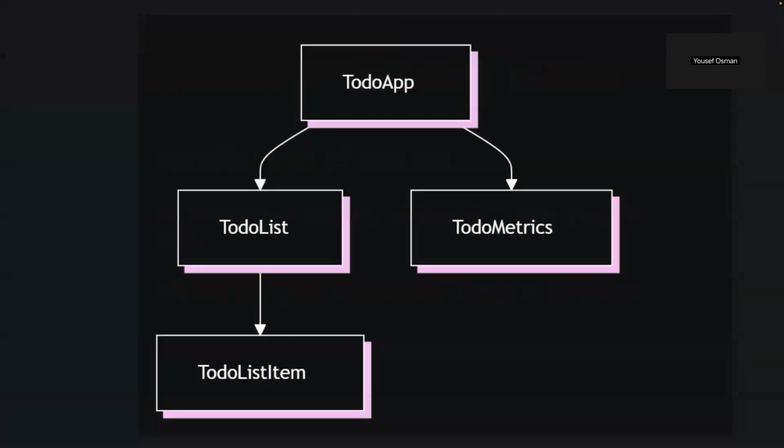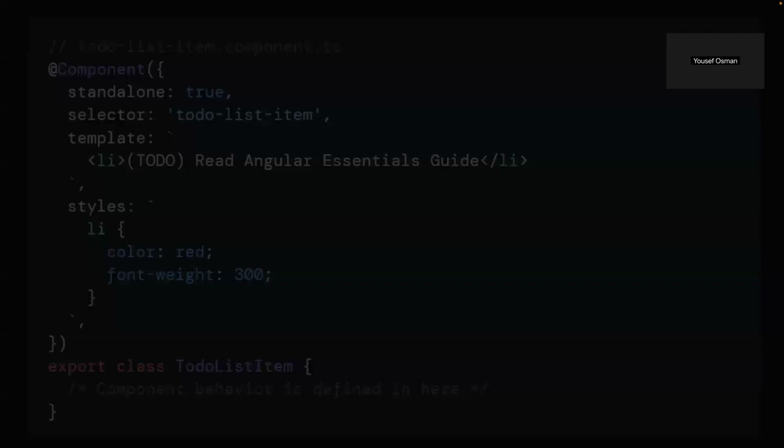And here's an example of how you could break up a to-do app into components. You can have a to-do list and to-do metrics, and the to-do list could be broken down into to-do list items. Those smaller components can also be broken down further and further down the component tree. So that's a nice conceptual visualization of a component tree.